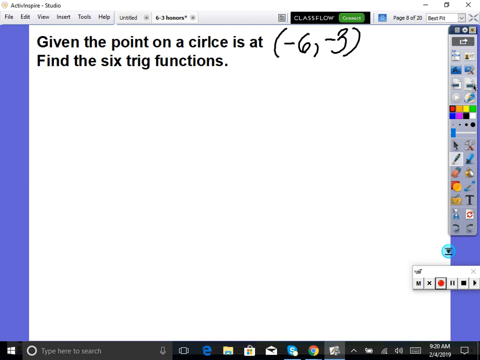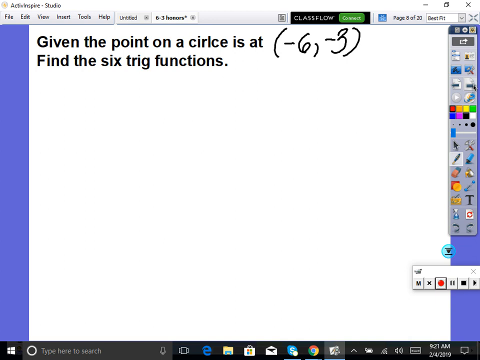All right, now this, I'm telling you, everybody focus, because this is where on the test I have 2 problems, and it says find the 6 trig functions. How many problems is that? That's 12. If you do not understand this, you will not get a good score on the test. Everybody look, it says, given the point on a circle is at -6, -3, find the 6 trig functions.